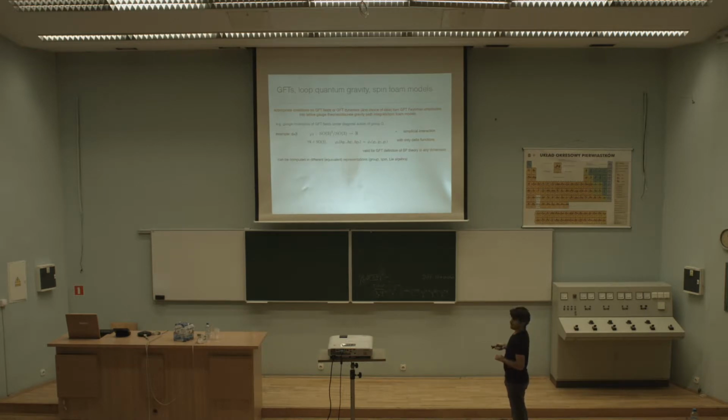And a model would look like this. So you take, this is the Euclidean case, a function of 3 copies of SO(3), the local gauge group of gravity. That's your field. You impose a gauge invariance under the diagonal action of the group.